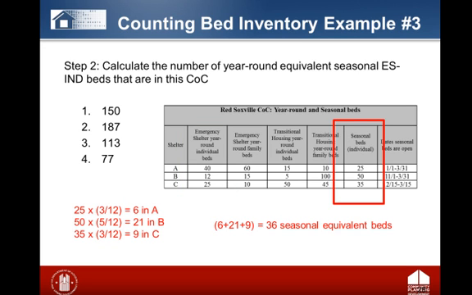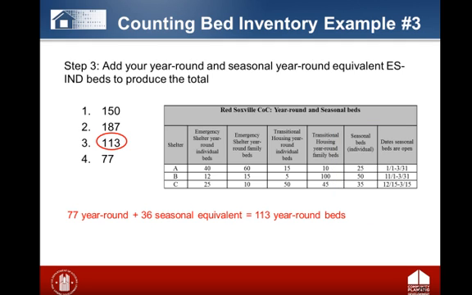Next, let's work through the more complicated step of calculating how many year-round equivalent beds there are. Shelter A and Shelter C both operate programs for 3 months of the year. And we remember that Shelter B's seasonal program operated for 5 months. This works out to 6 year-round equivalent beds in Shelter A, 21 from Shelter B, and 9 from the seasonal program in Shelter C. In total, there's 36 seasonal equivalent beds in this continuum of care. Finally, simply add the 77 beds operating year-round to the 36 year-round equivalent seasonal beds to get your total of 113.